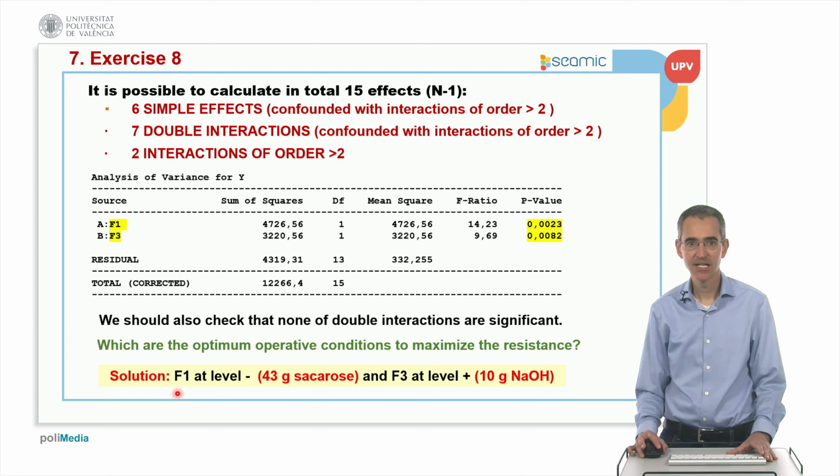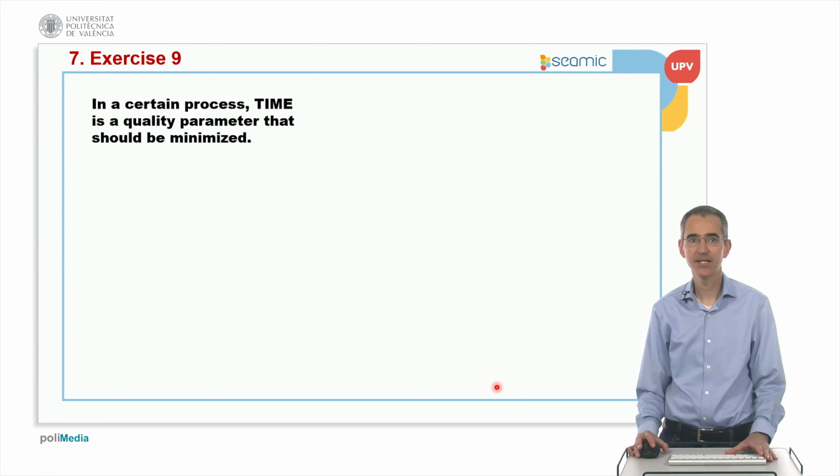The solution is that for the first factor we should work with saccharose 43 grams, and we should use a concentration of sodium hydroxide of 10 grams. And then, so this is the last exercise that I'm going to present in this video.